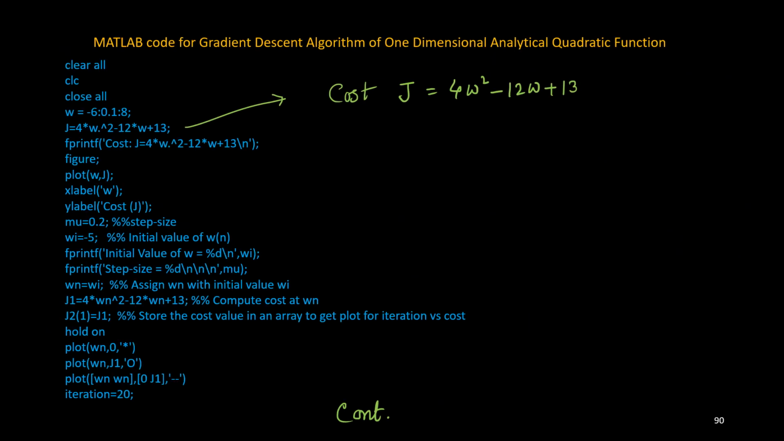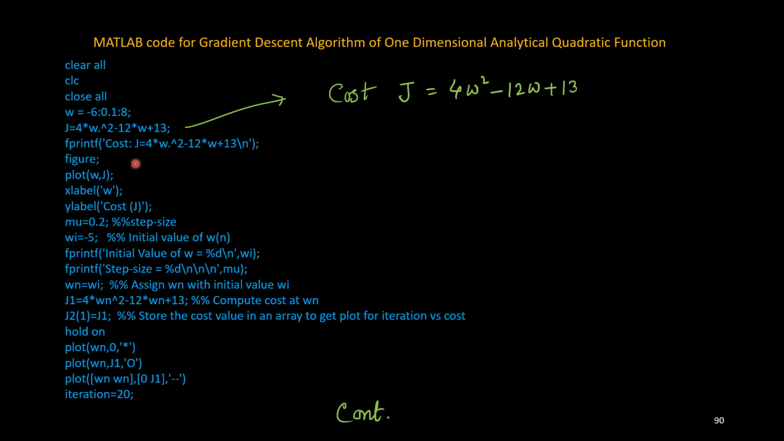Now I'll give you one MATLAB code. I'll show you all the analysis step by step. So here you will see one cost function, the J. I have considered the same cost function, J equal to 4w squared minus 12w plus 13, right? So this code is very simple. I have written so many lines because I want to show you all the steps in MATLAB, to get all the plots and all the analysis from the code only.